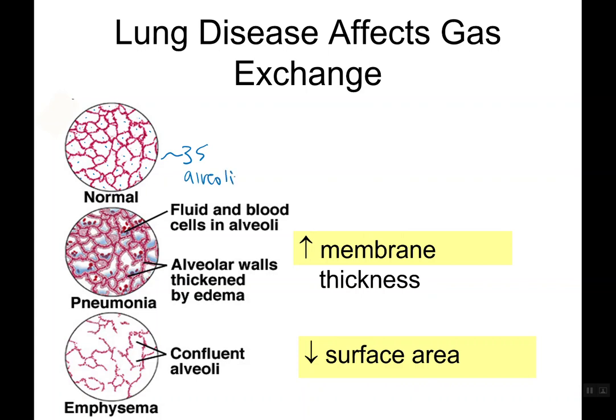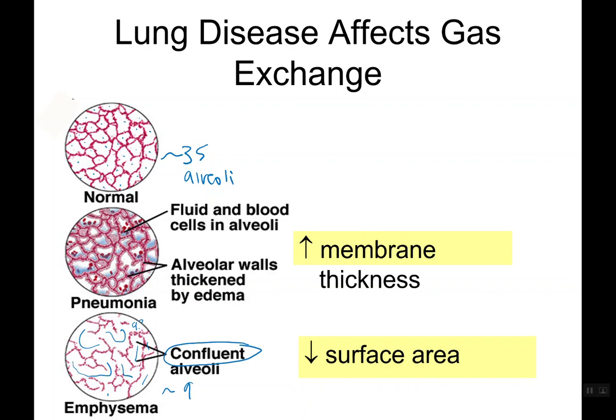Let's count them here. 1, 2, 3, 4, 5, 6, 7, 8, 9, about 9. So this difference in surface area is significant. The less surface area you have, the less gas exchange you can perform with the alveolar capillaries. So confluent alveoli, or having two alveoli merge, is bad. So this is what emphysema does to you. It causes you to lose lung tissue.